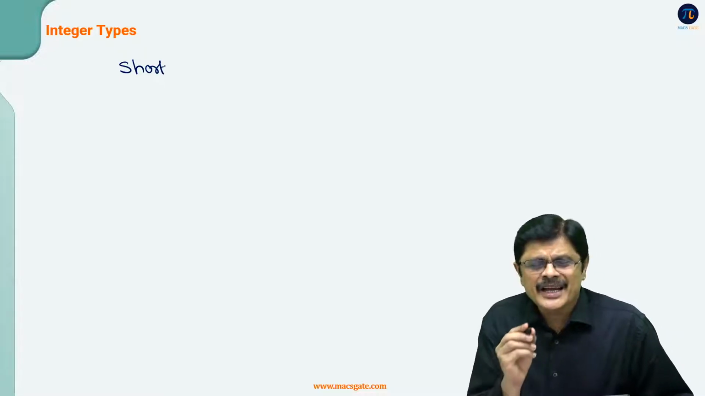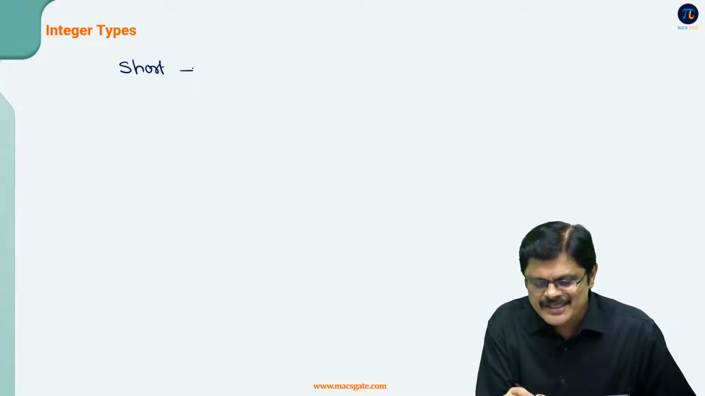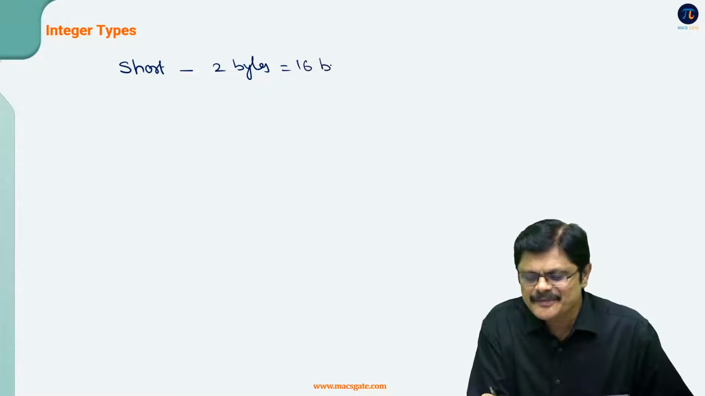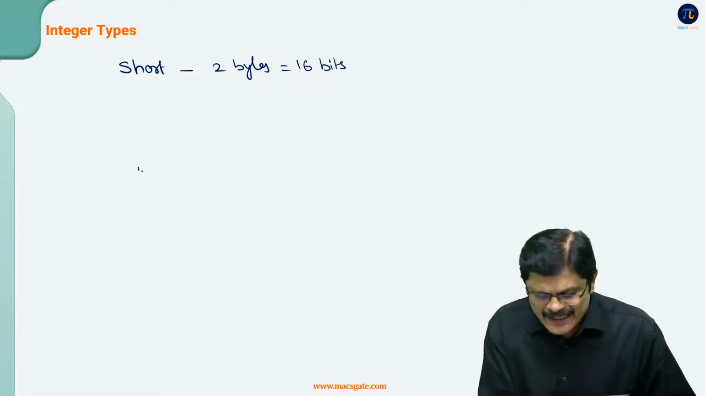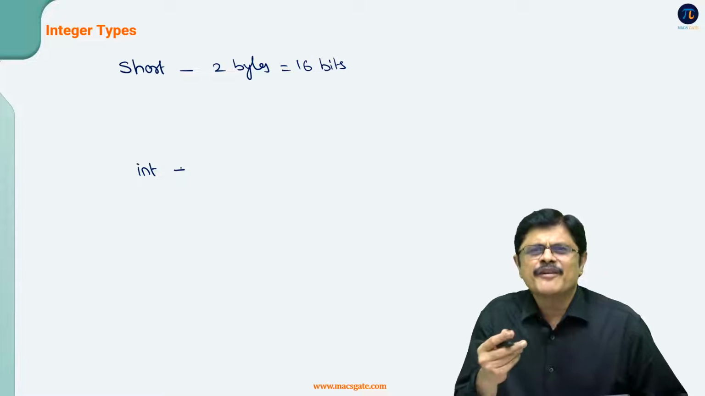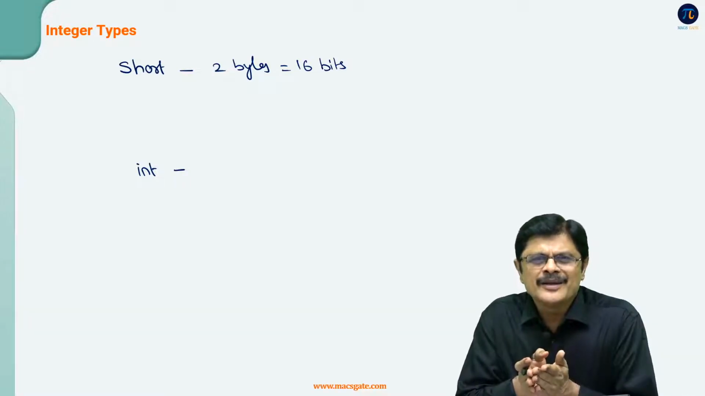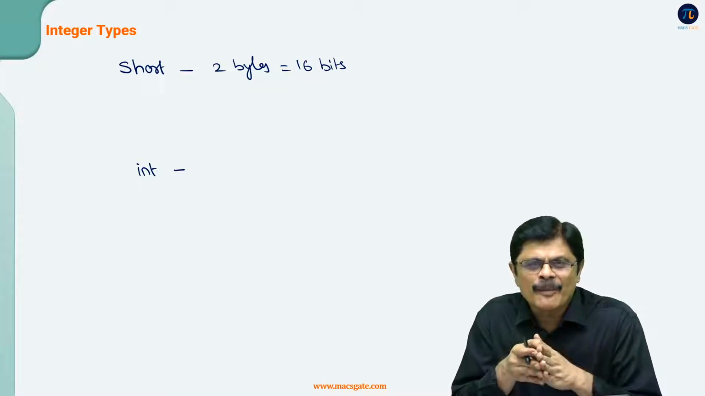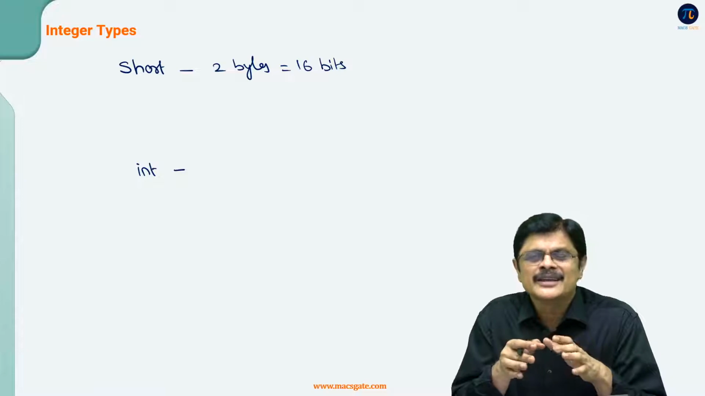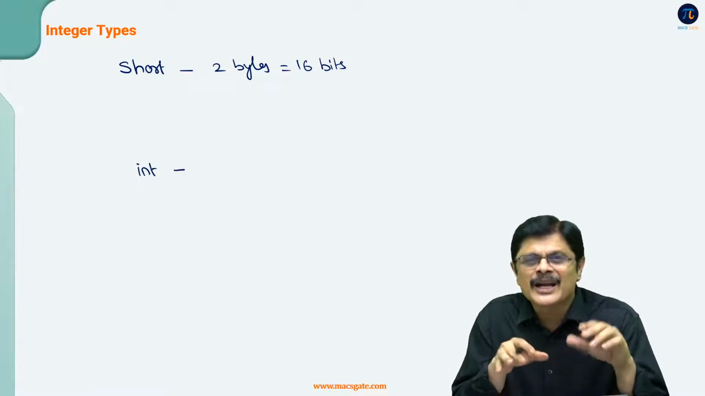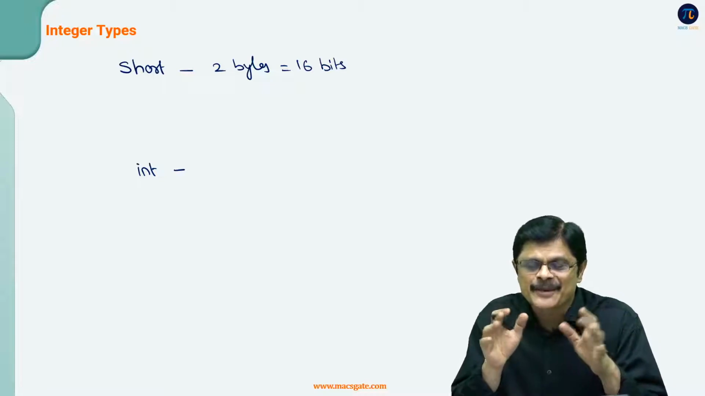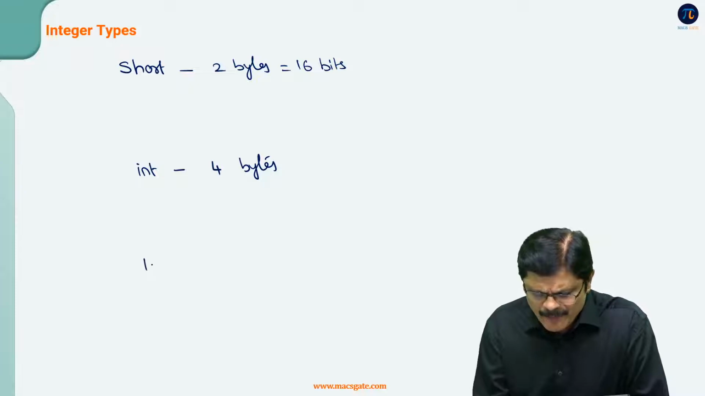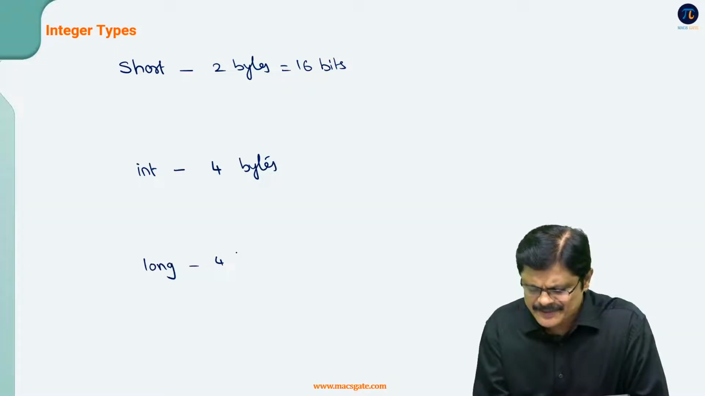The short integer takes 2 bytes. 2 bytes means 16 bits. Then we have integer. The size of integer varies from compiler to compiler. In my compiler, the size of integer is 4 bytes. Maybe in the old compilers, it may be 2 bytes. Because of that, you have to depend on the compiler to check the size before using them. I am using 4 bytes here, and even long in my compiler is 4 bytes.